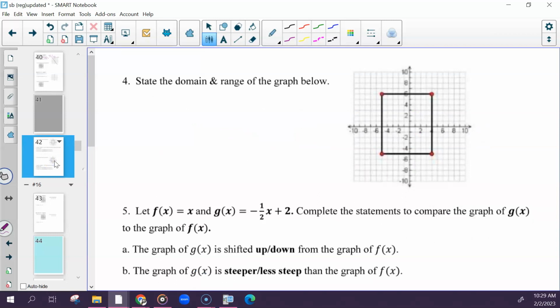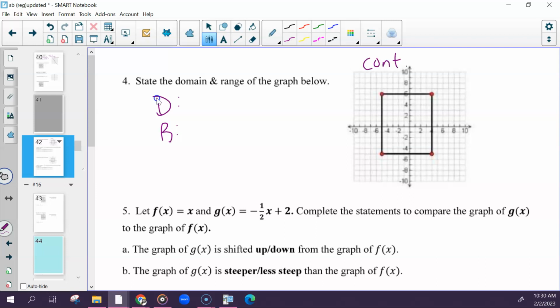Number 4, going back to domain and range. Let's see if we remember some of our vocab. Is this a discrete or a continuous function? So this one's continuous because it has lines. Discrete would be like 3, where it's separate.